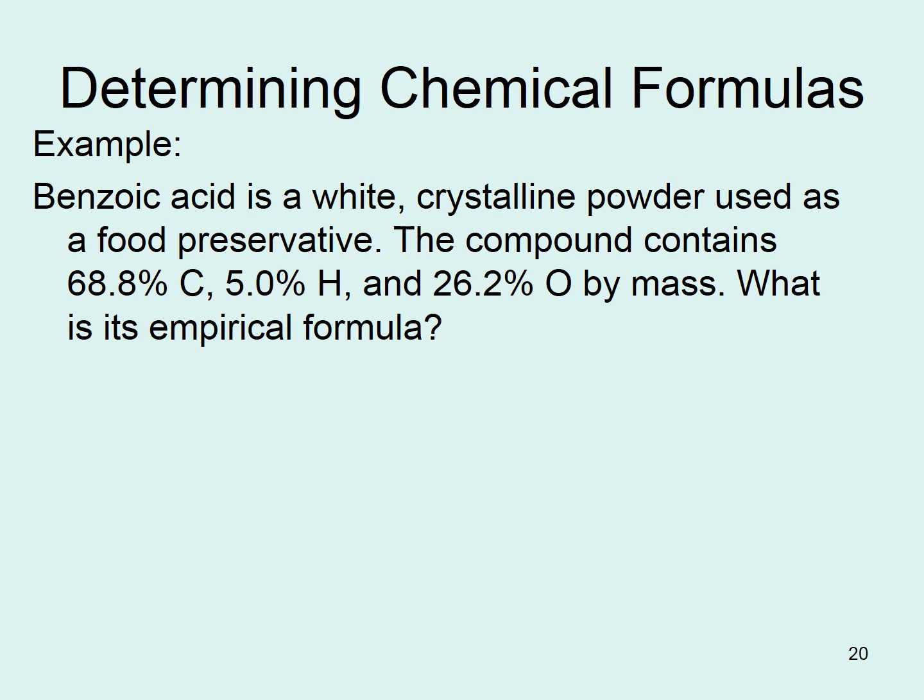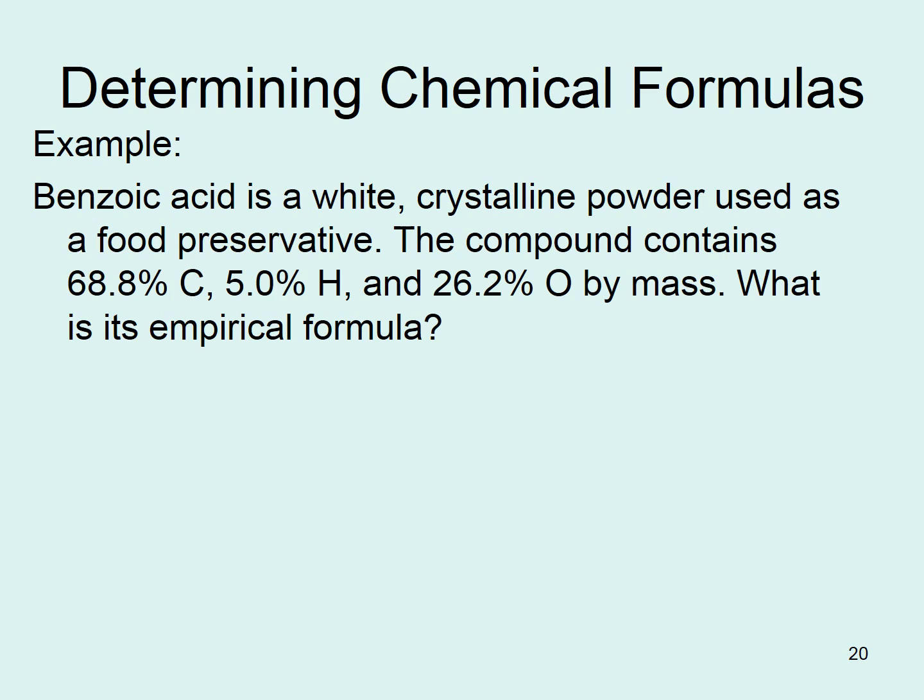All right, so benzoic acid is a white crystalline powder used as a food preservative, and the compound contains 68.8% carbon, 5% hydrogen, and 26.2% oxygen by mass. So these are the mass percentages. What is its empirical formula? So again, when I'm asking for the empirical formula, we're looking for the mole ratio.